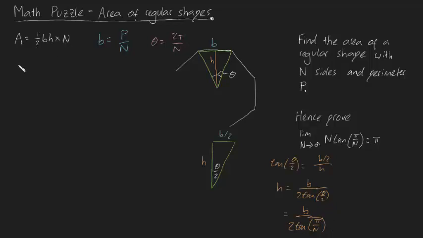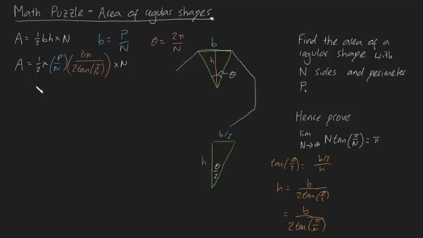So we know that A is now going to be equal to a half times B, which we know is going to be P on n, and then times H, which we know is going to be P on n, if we make that substitution for B again just here, divided by 2 tan pi on n. And then we all multiply this whole thing by n. Okay, so far so good.